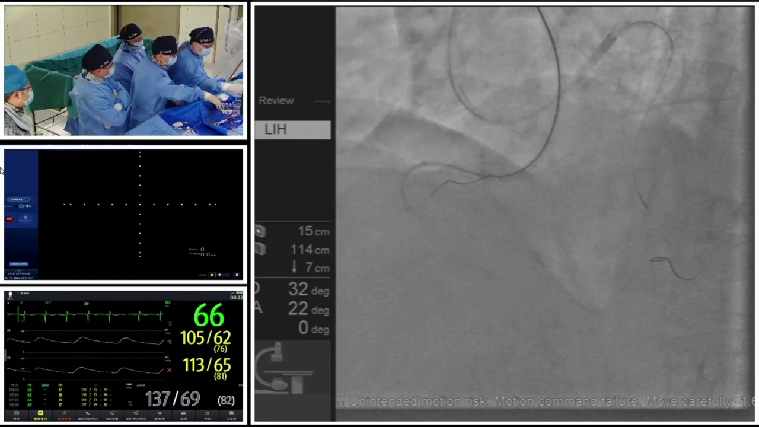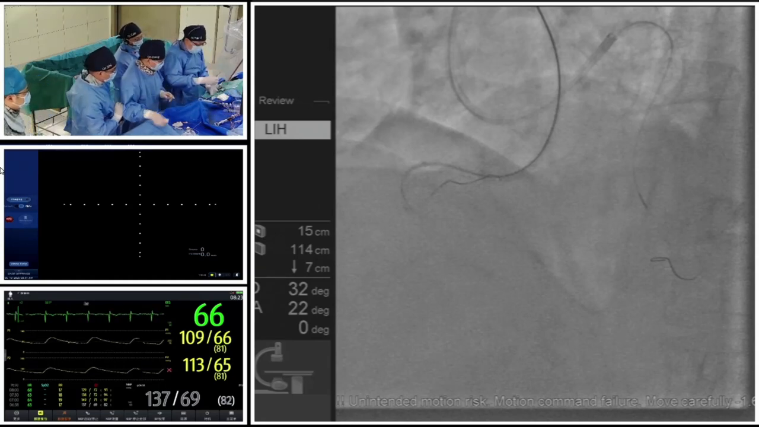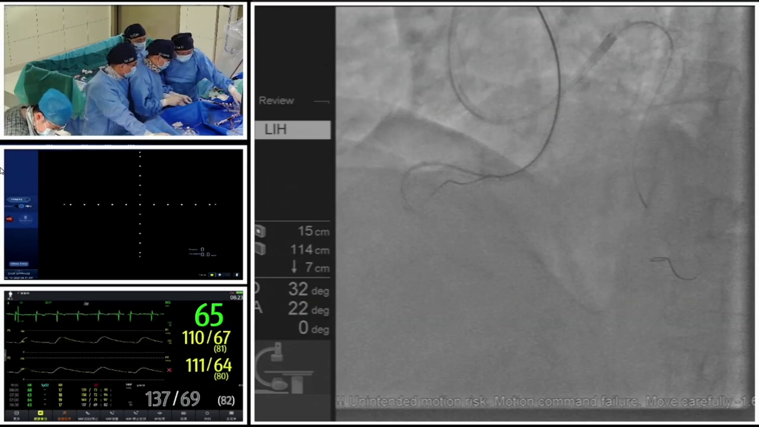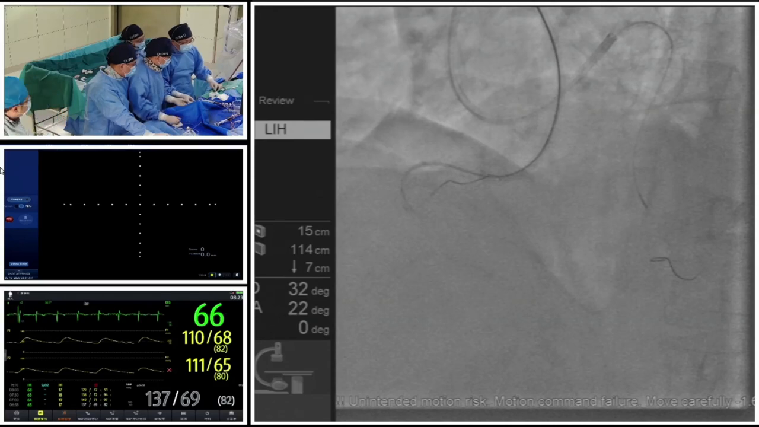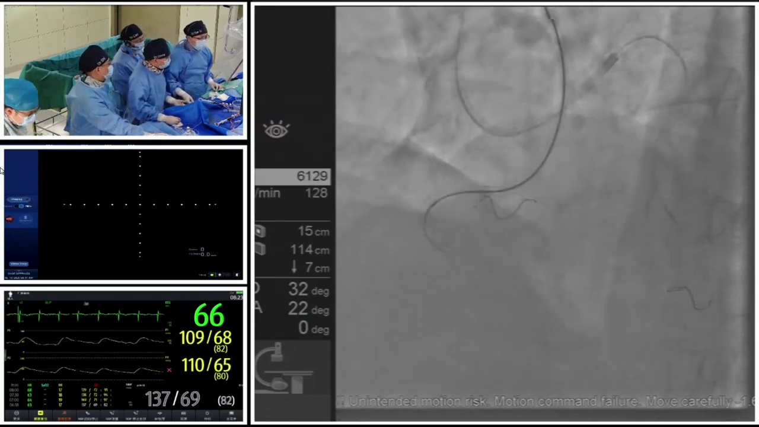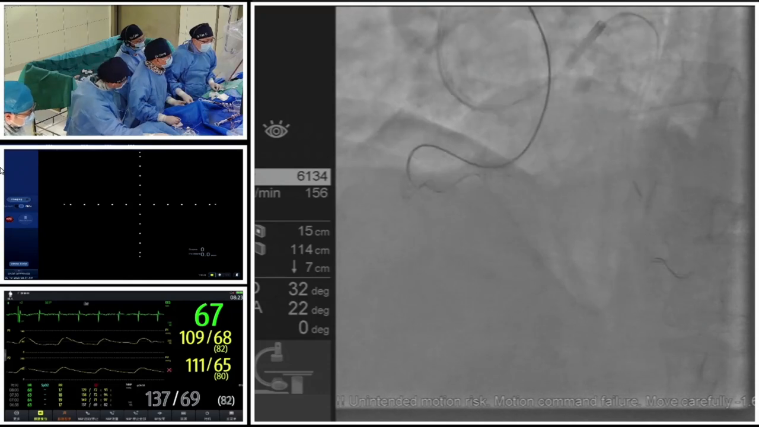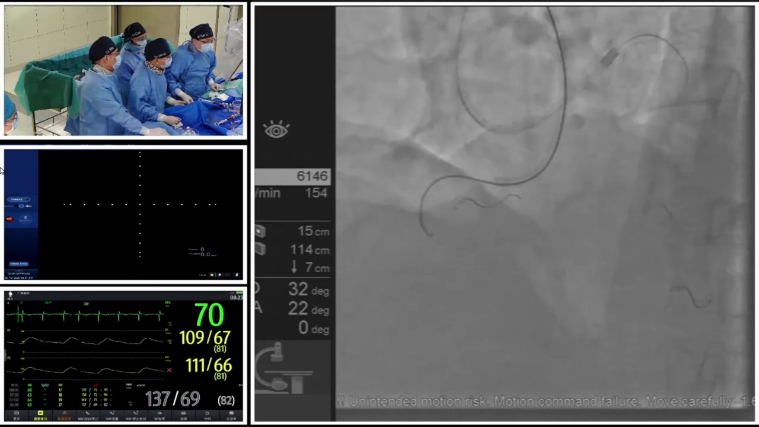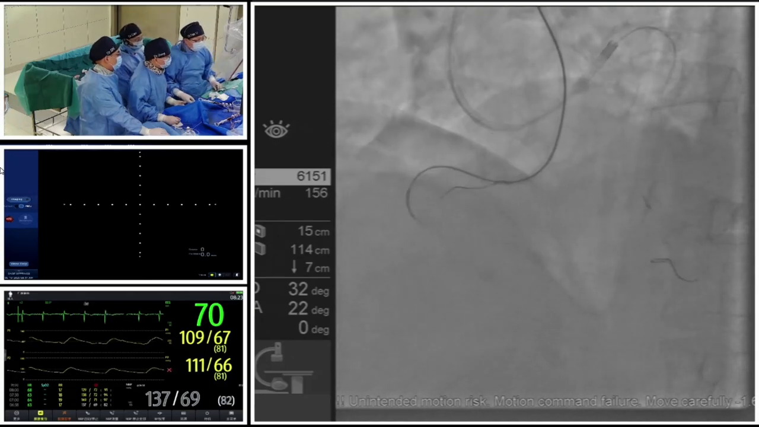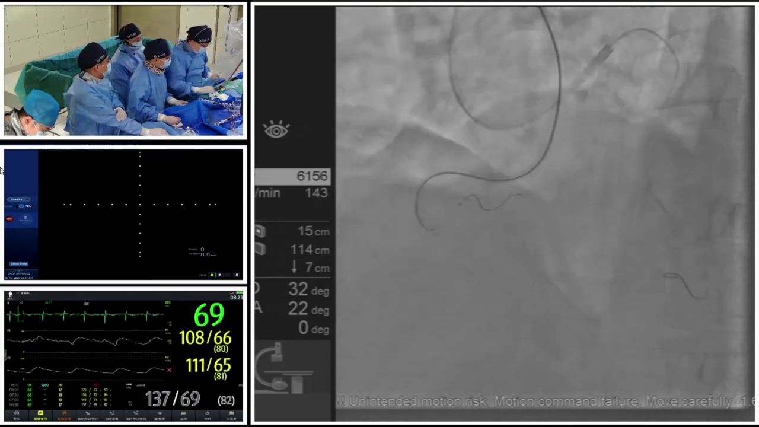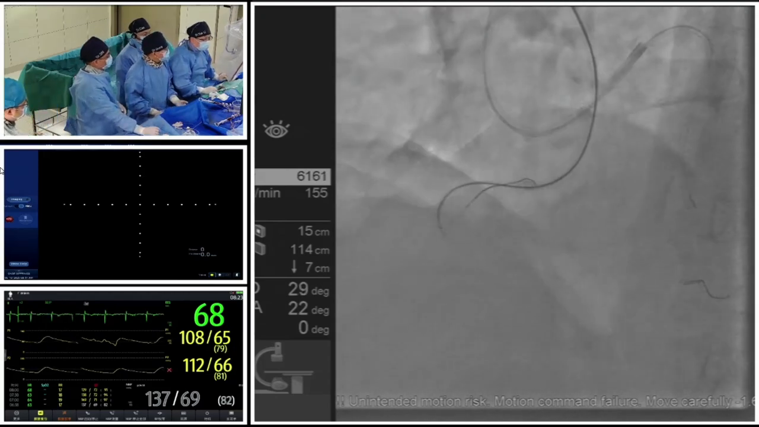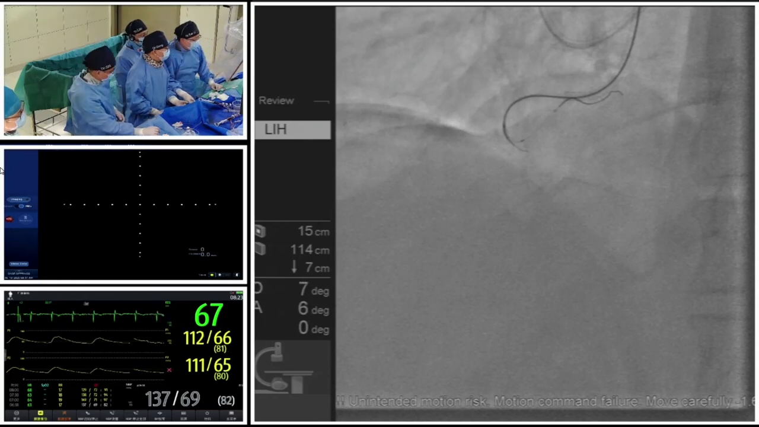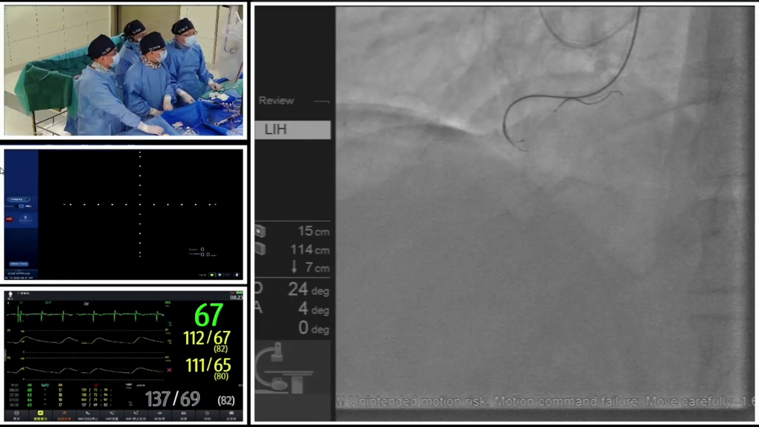And then next, I will try to advance a little bit the coaxial microcatheter because the occluded segment is relatively tortuous and pretty long. I'd like to de-escalate the wire. So the CP wire is too strong.